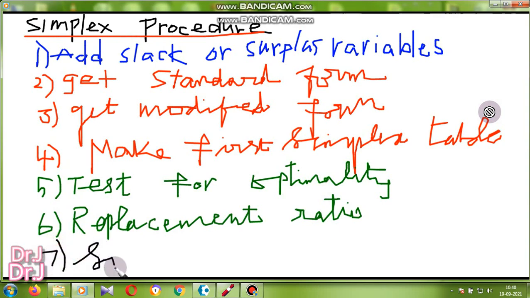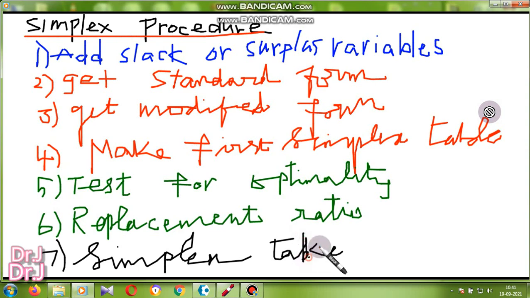And then after finding that, we will have a new modified form. For that we have to make the simplex table. That is, from step 4 onwards we have to continue. This totality we call the simplex procedure. So we have to make the simplex table, then afterwards step number 5, step number 6, like that. So this is what the simplex procedure is.